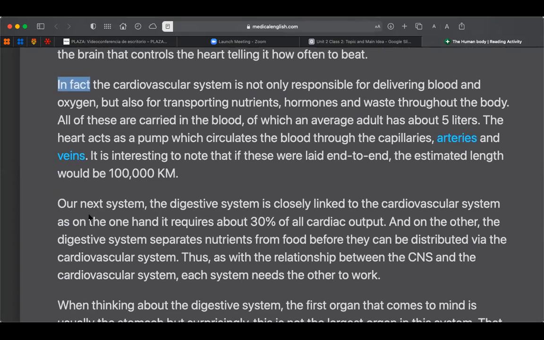In fact, the cardiovascular system is not only responsible for delivering blood and oxygen, but also for transporting nutrients, hormones, and waste throughout and from the body. All of these are carried in the blood, of which an average adult has about 5 liters. Okay, 5 liters.